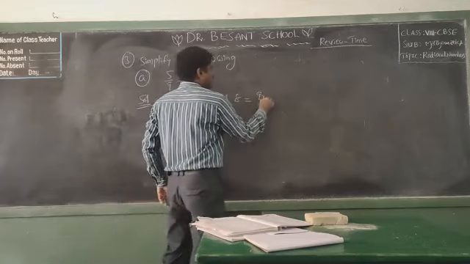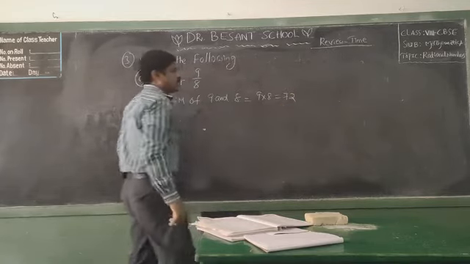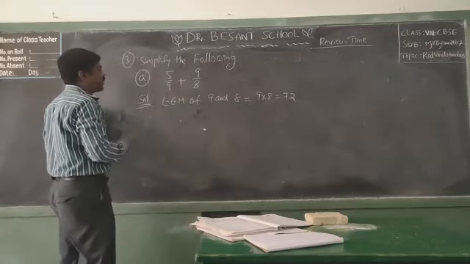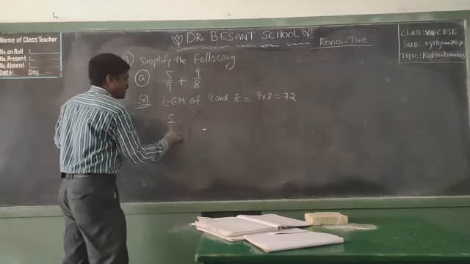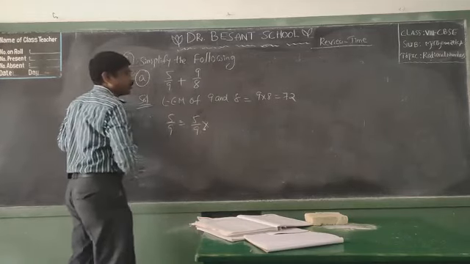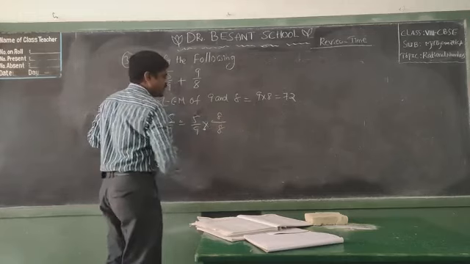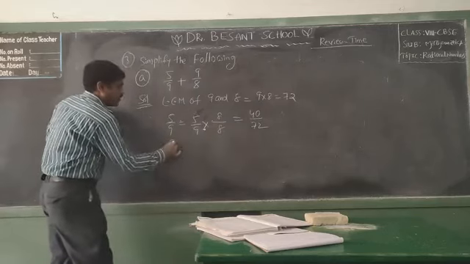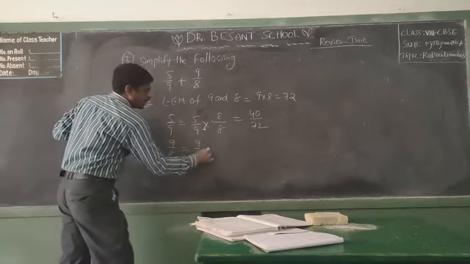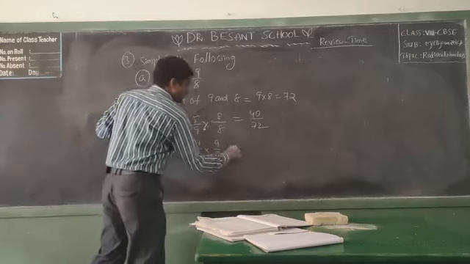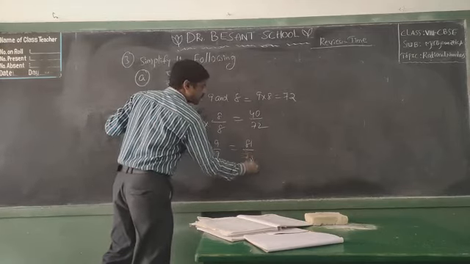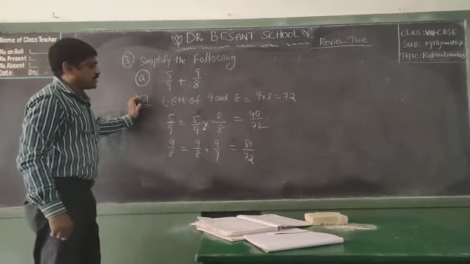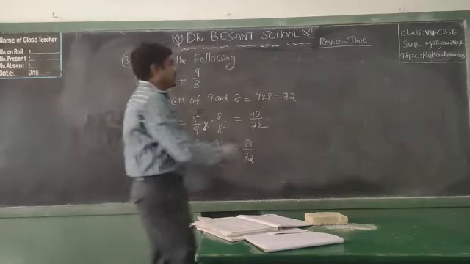9 times 8 is 72. So we have to make the fractions equal. 5 by 9 is equal to 5 by 9 multiplied by 8 by 8: 5 times 8 is 40, 9 times 8 is 72. 9 by 8 is equal to 9 by 8 multiplied by 9 by 9: 9 times 9 is 81, 8 times 9 is 72. Now both denominators are 72, the same, that's why we can add easily.